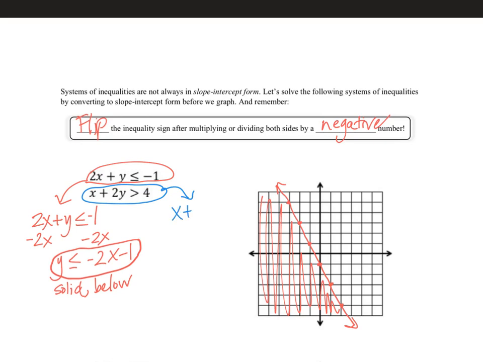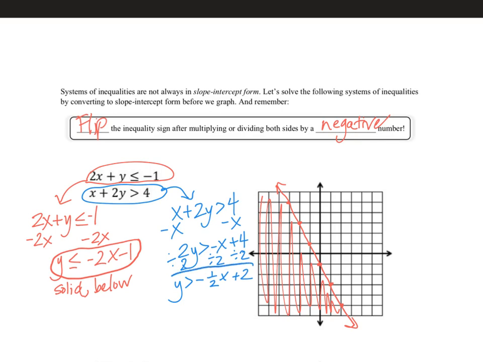Okay, so I'm just going to write it as is first. And then I know that my x needs to go to the right-hand side. So now I have 2y is greater than negative x plus 4. Divide by 2. And so then I have y is greater than negative 1/2 x plus 2. So now it is in slope-intercept form. This is going to be dashed, and it's greater than, so we're going to be shading above.